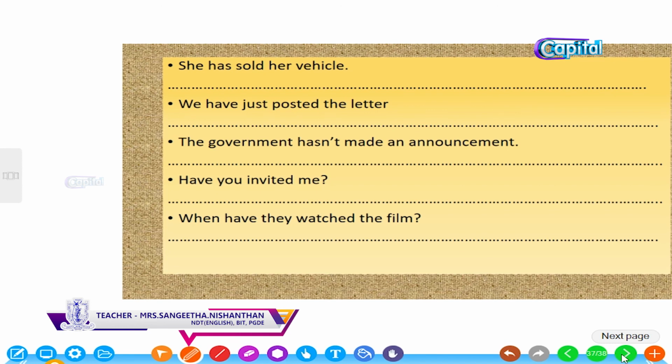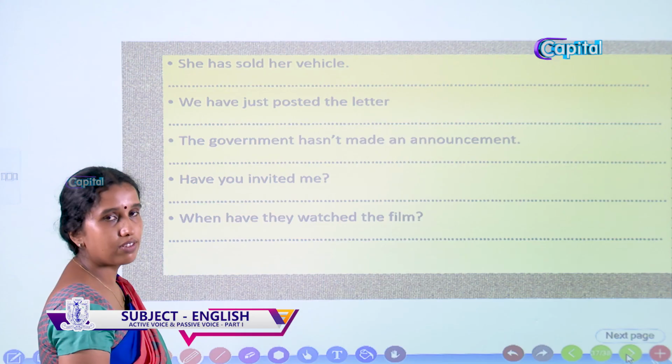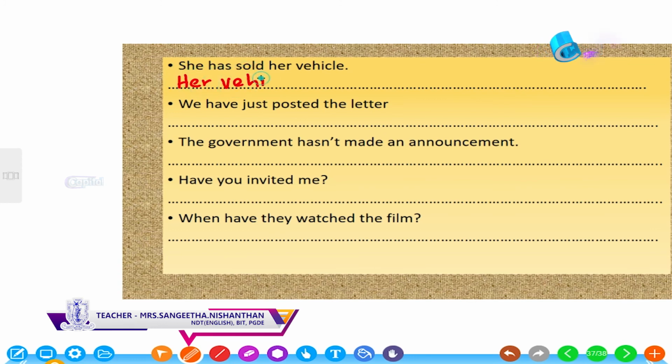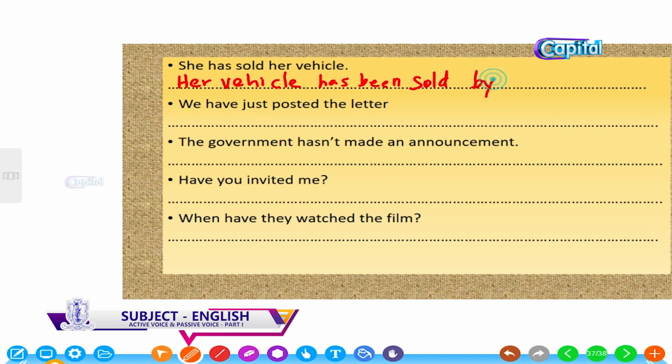For present perfect tense, has or have plus been plus past participle is the passive form. First one, she has sold her vehicle. Who? She. What has she done? Has sold. What has she sold? Sold is the vehicle. So, the object here is the vehicle. So, bring the object to the beginning. Her vehicle, singular. So, we should use has been plus past participle sold. Already there is the past participle. Has been sold by. She is changed as her here.